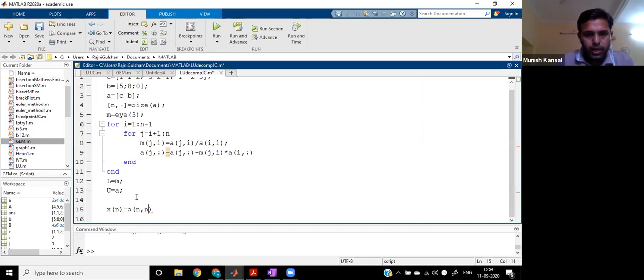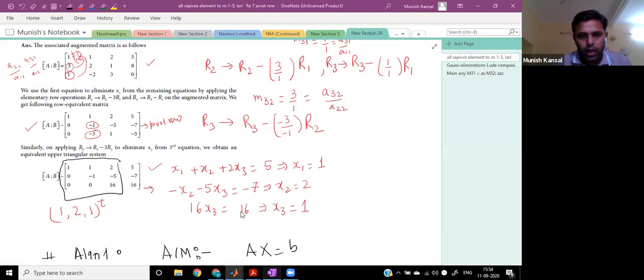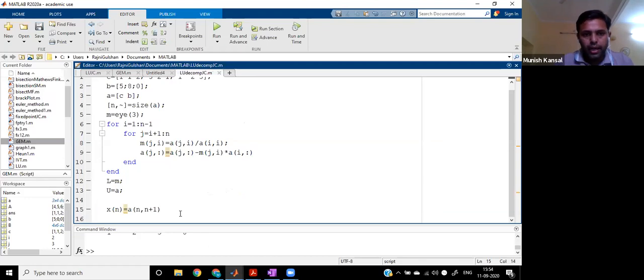column, because the right hand side is now in the augmented matrix; you have put one more column in the augmented matrix. So what is your x3? Again, 16 by 16. So what is 16? This is lying in the third row, fourth column, right? So this is a of n comma n plus 1 divided by a of n comma n, right? So this is my last variable. This I will calculate manually here for the last variable. What to do next, look carefully.